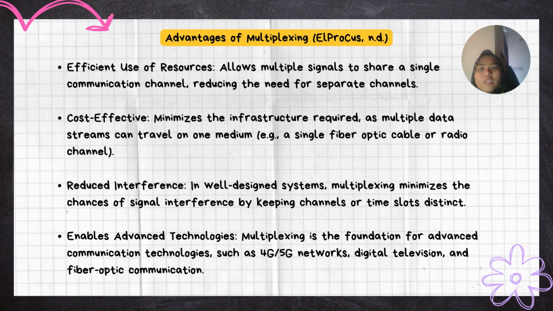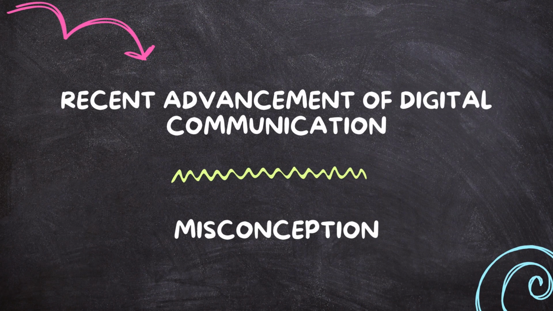So these are the advantages of multiplexing: efficient use of resources, cost-effective, reduced interference, and lastly, enabling advanced technologies. And what we can understand here is that multiplexing is a powerful technique that optimizes resource utilization, significantly reducing the need for additional infrastructure while enabling the simultaneous transmission of multiple signals over a shared medium.